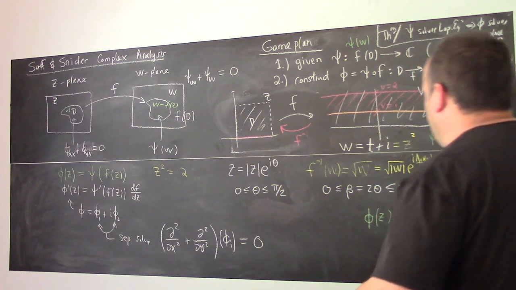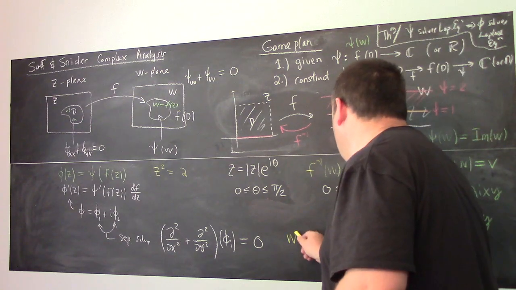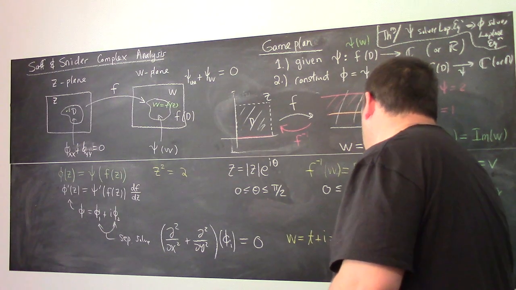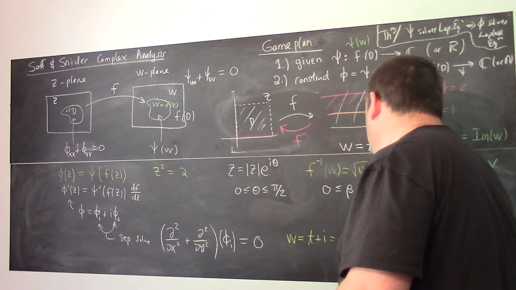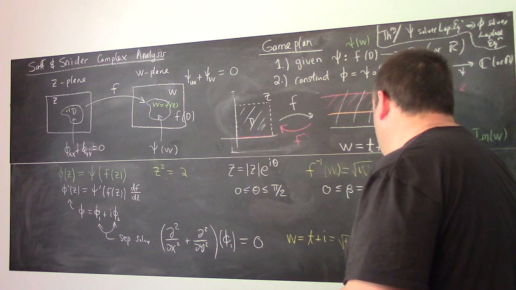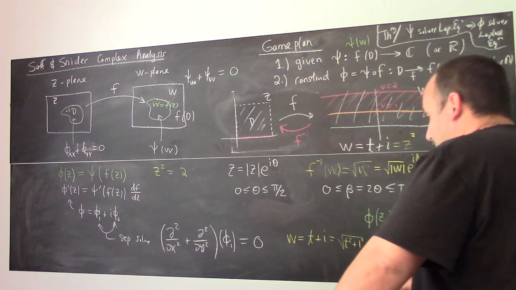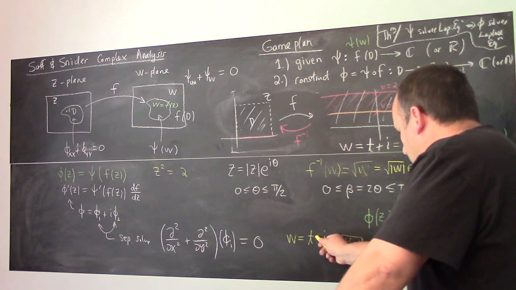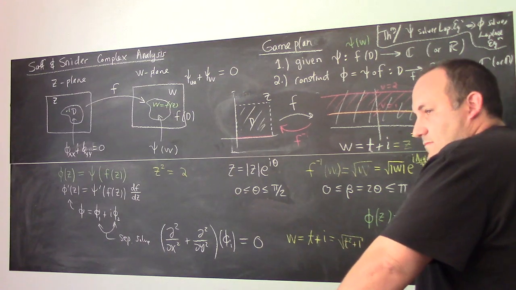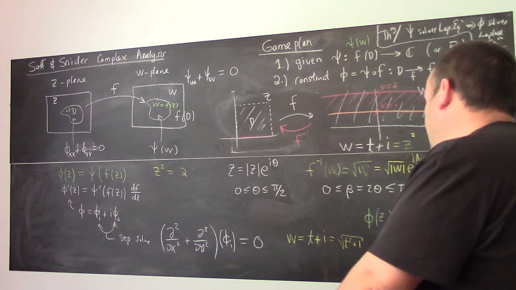So w equal to t plus i. What's the length of that? The length of that is the square root of t squared plus 1. That's the length of this complex number, the modulus, taking the a and b parts. And then you're fine.